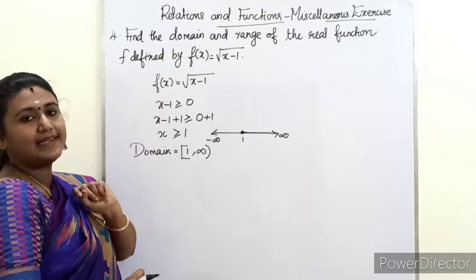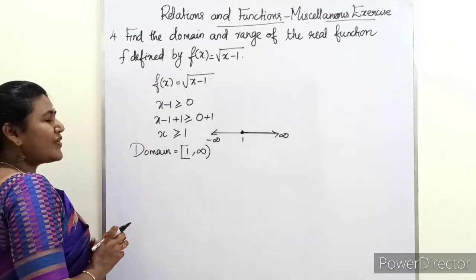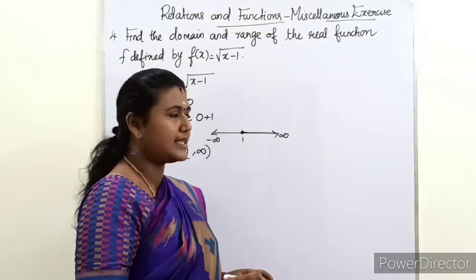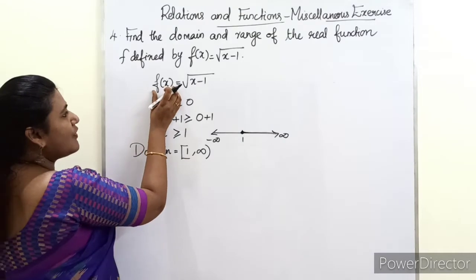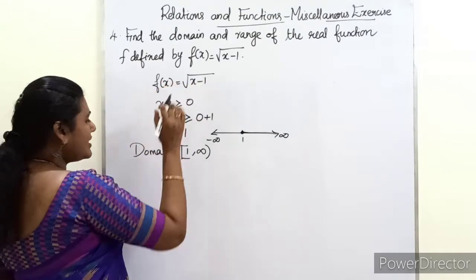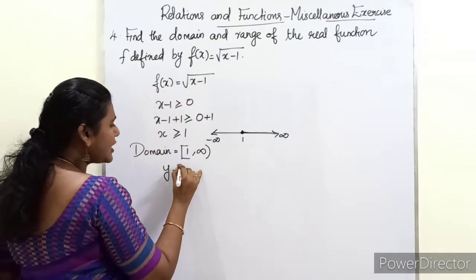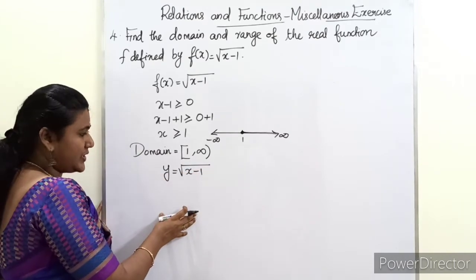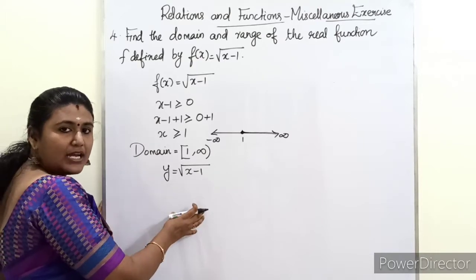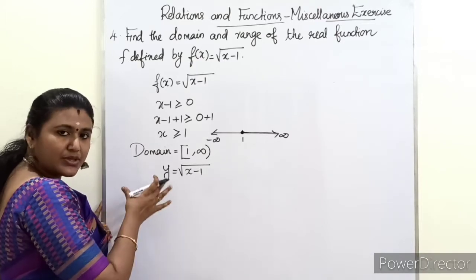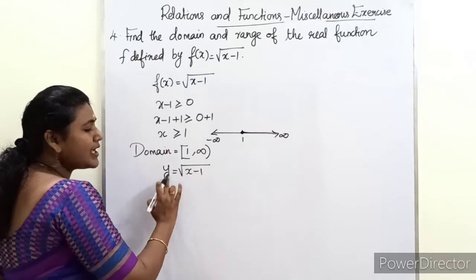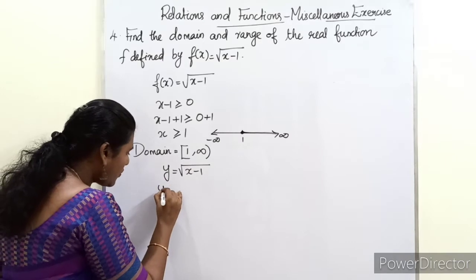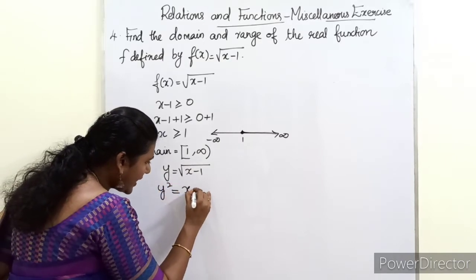Now we have to find the range of the function. For finding the range, I have already told you we have a separate procedure. First, you know that f of x is nothing but y. So we will take the given function as y is equal to root of x minus 1. Then from this expression, you have to find the value of x in terms of y. This is the procedure. So squaring on both sides to remove the square root, y square is equal to x minus 1.